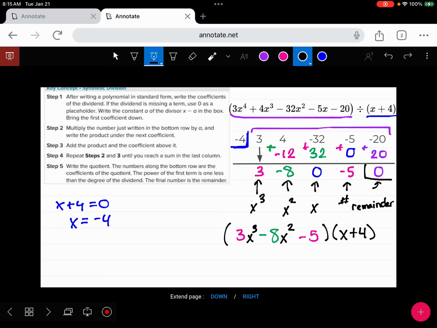Okay, so this polynomial, 3x to the 4th plus 4x cubed minus 32x squared minus 5x minus 20, is the same thing as the 3x cubed minus 8x squared minus 5 times x plus 4.